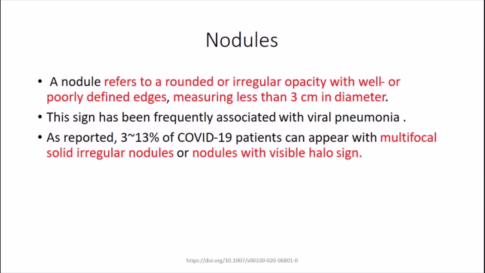Nodules are defined as rounded or irregular opacity with well or poorly defined edges measuring less than 3 centimeters in diameter. They are frequently associated with viral pneumonias, and around 3 to 13% of COVID-19 patients can appear with multifocal solid irregular nodules or nodules with the visible halo sign.